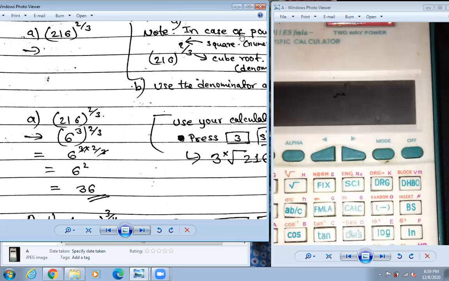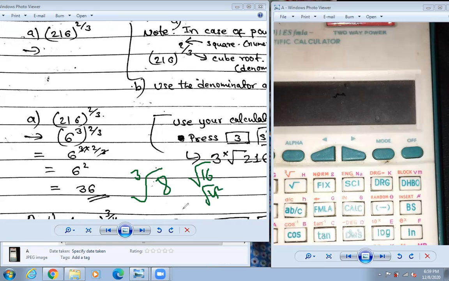Let me give an example to you all. Suppose 8. What is the cube root of 8? Suppose a cube root, you did not understand. So what is the square root of 16? The square root of 16 is 4, isn't it? The square root of 16 is 4.